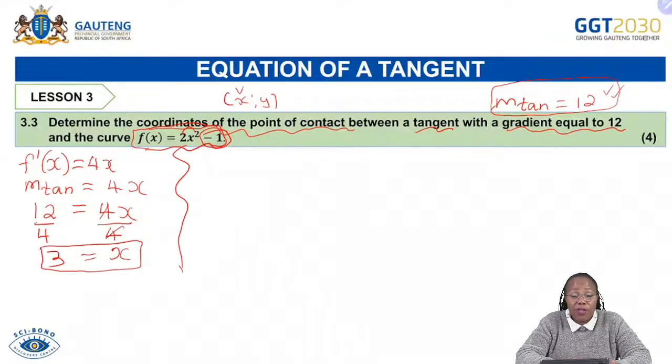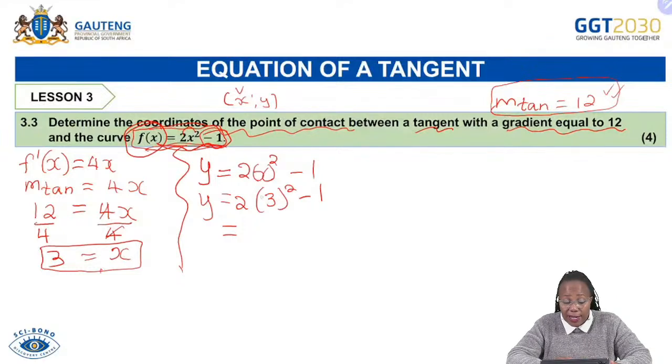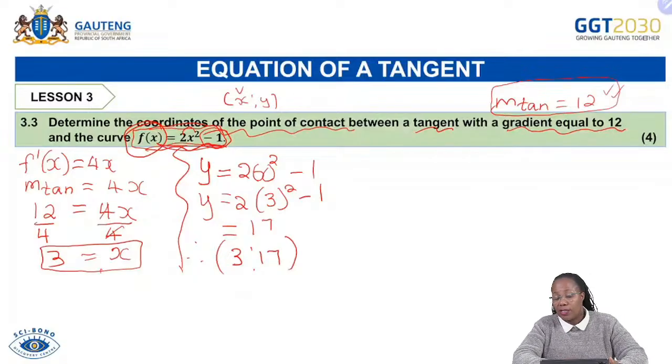We are now left with the y. To get the y, the same method, take this 3 into the original, it will give you the y value. Remember this f at x stands for y, and this is 2x squared minus 1. We are going to substitute the x value now. This will be 2 into 3 squared minus 1. And then 3 squared is 9. 9 times 2 is 18. 18 minus 1, that is 17. So that means the coordinates of this will be 3 coordinating with 17.